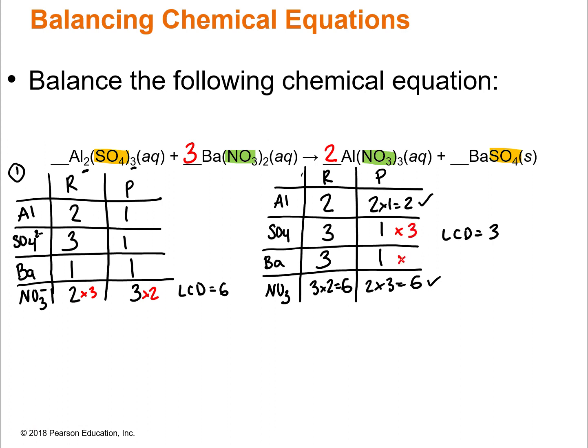So you multiply by 3 on the product side. And the barium and the sulfate are in the same compound on the product side. Place a 3 in front. We make our last table. So that was table 2. We're now going to make our farewell table. At least we hope it's the farewell table.